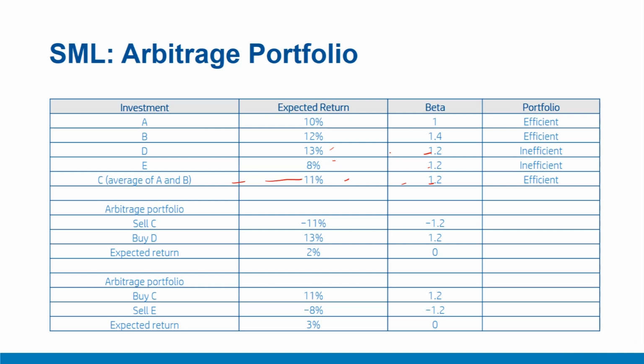For example, for a given level of beta, same as C, D offers a higher return, so the price of D will rise, because it cannot go like this for long. Investors will buy D either from own funds or shorting C. Thus, the price of D will rise and expected returns will fall. The converse is true for investment E. This is called arbitrage, and its implications are as follows.